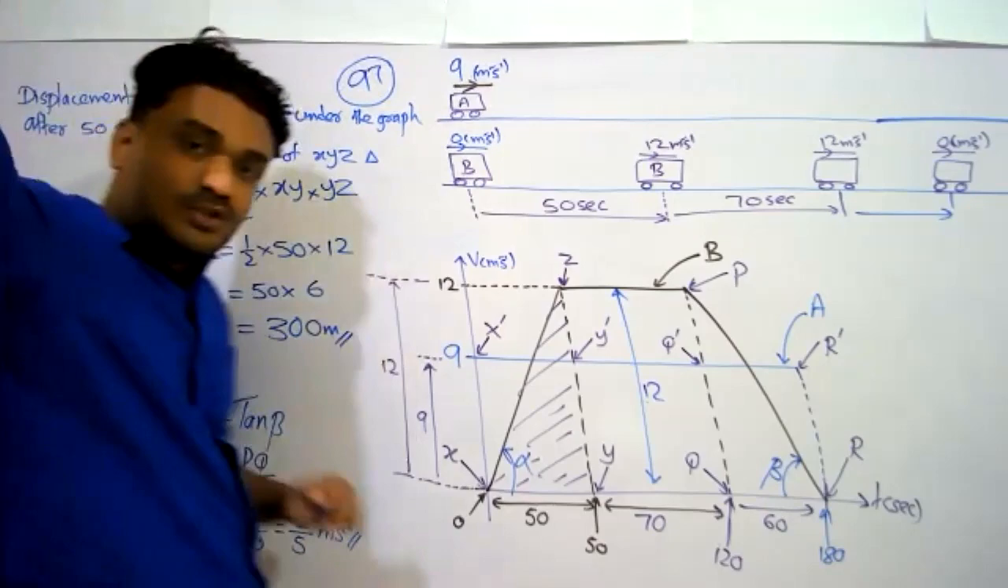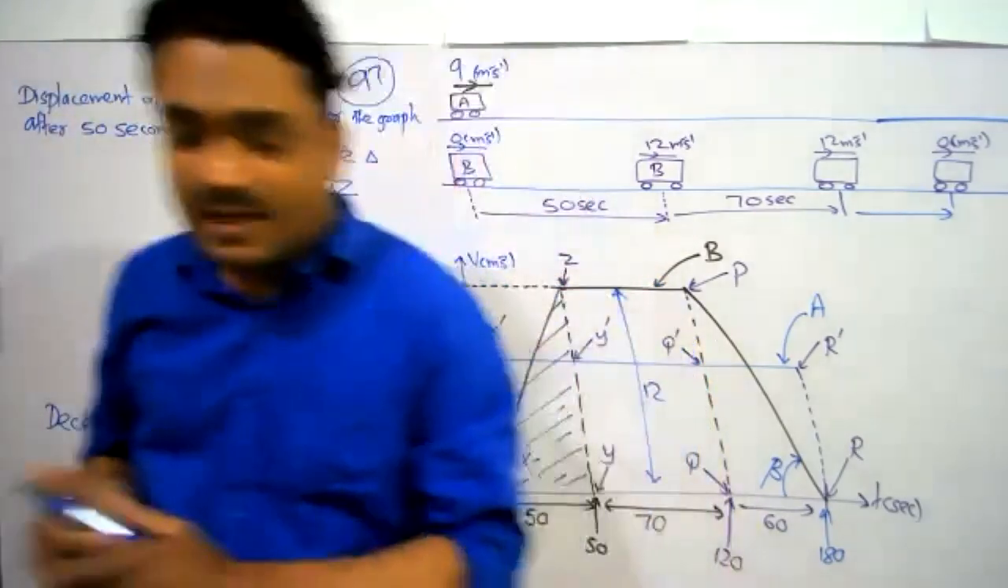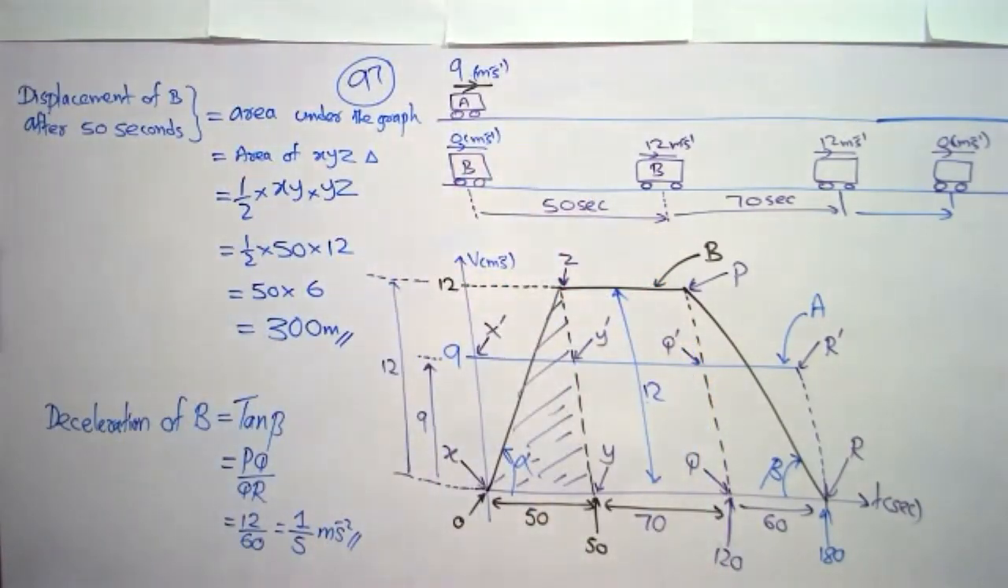Who got this answer? Please raise your hand up. If you got the displacement of vehicle B during the first 50 seconds as 300 meters, please raise your hand up. Everybody, please. I want to check the students who got this answer. Yes, good. Nice.